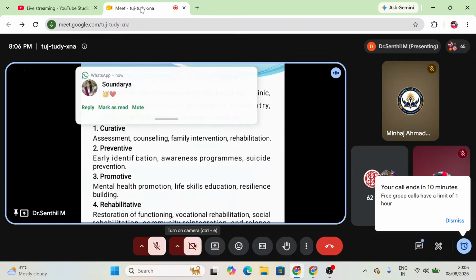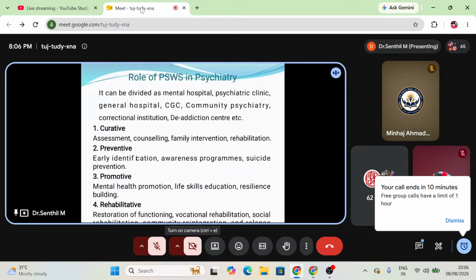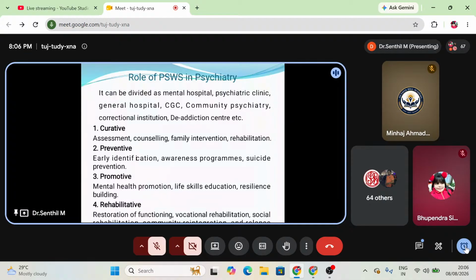So based on this, we formulate a psychosocial understanding, or make a psychosocial diagnosis, and then we do the psychosocial interventions. Depending on the need, which varies from patient to patient, the psychiatric social worker may provide psychoeducation, counseling, family intervention, crisis intervention, motivational interviewing, motivational enhancement therapy, CBT, group therapy, and social skill training for schizophrenia patients. Based on the patient's problems, we choose the intervention plan.